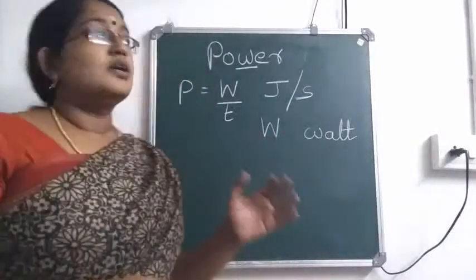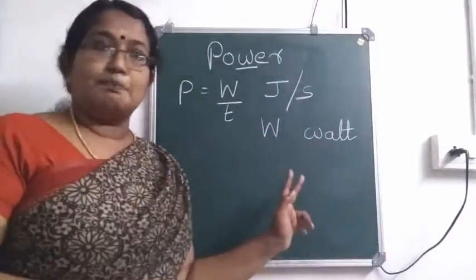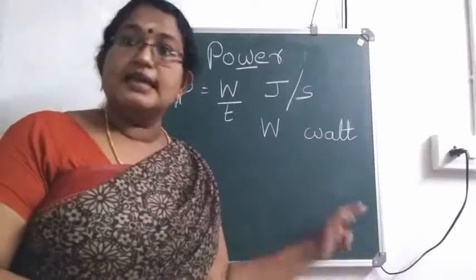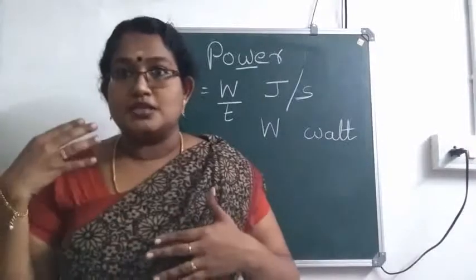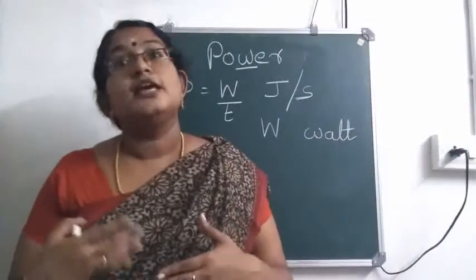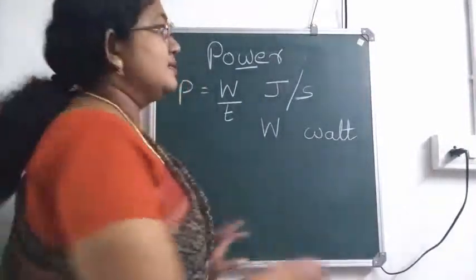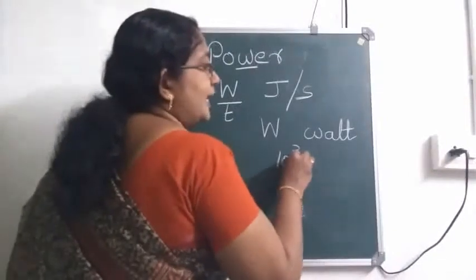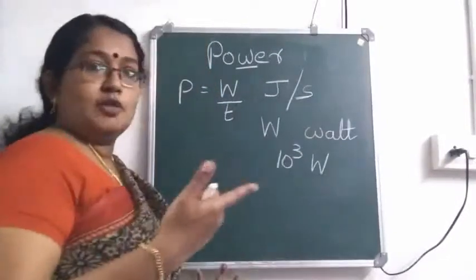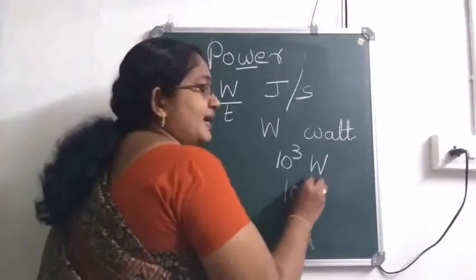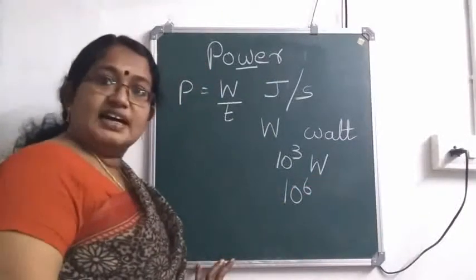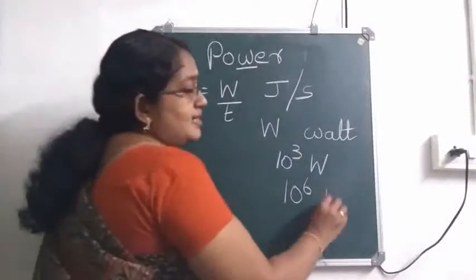Now, the SI unit for power is watt. For machines and all, we need bigger units of power. So, it can be kilowatt. Kilowatt means 10 raised to 3 watt. Kilo means always 10 raised to 3. Then, megawatt. Power can also be measured in megawatt. That is 10 raised to 6 watt.